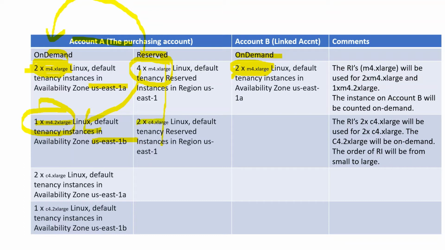And here we have 2 by C4.xlarge. This will be covering 2 C4.xlarge here, and this 1 C4.2xlarge will be running on demand. So this 2 C4.xlarge won't be applied here. As the second point says, it will always start with the smaller instances in the family, and then move up the ladder in the same family. So this will be applied here, but not here, and this will be treated as on demand. That's all this example is about.